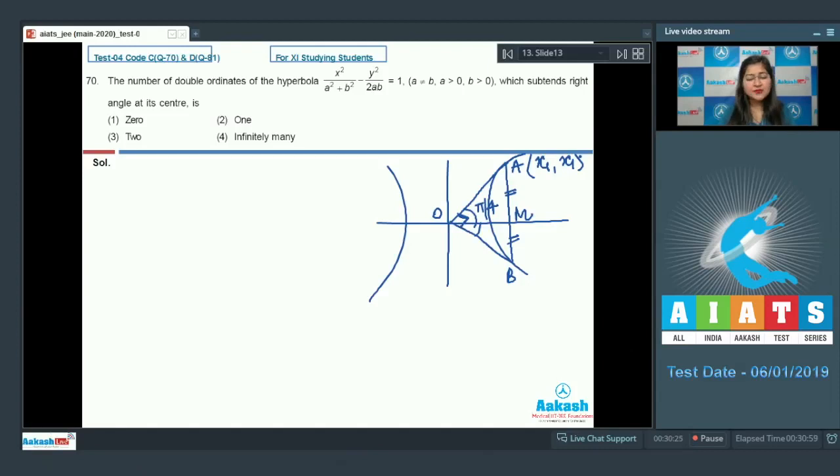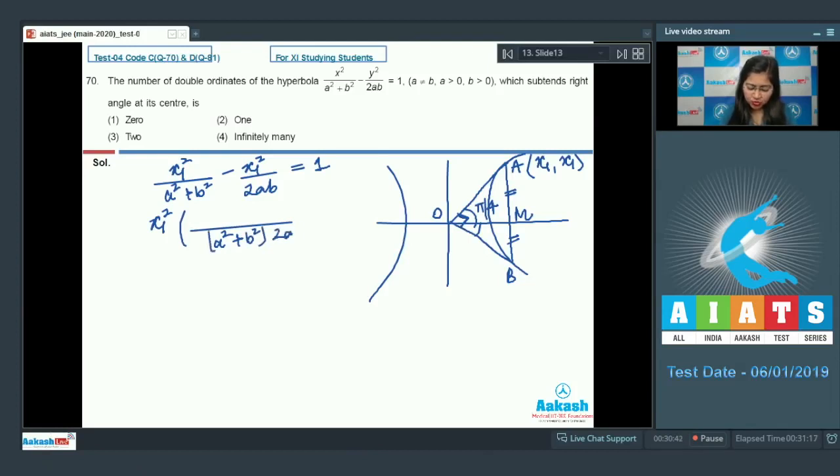Now as this point is satisfying the hyperbola, we can say that x1 square upon (a square plus b square) minus x1 square upon 2ab is equal to 1. That is, taking x1 square common, we get 1 upon (a square plus b square) minus 1 upon 2ab is equal to 1 over x1 square. That is, the value of x1 square is equal to (a square plus b square) into 2ab upon 2ab minus (a square plus b square). That is, taking minus common, we can write it as minus (a minus b) whole square.